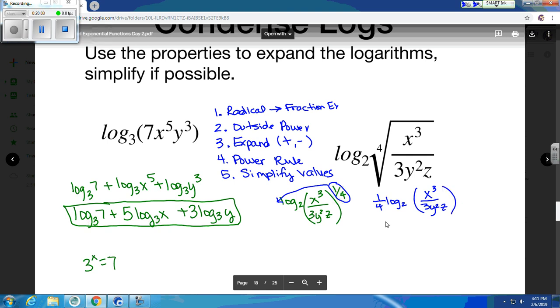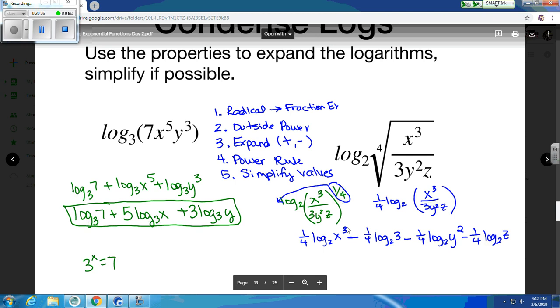Now I can expand. When I expand, I have to expand the 1/4 with my log base 2. So I have 1/4 log base 2 of x to the third plus 1/4 log base 2 of 3. Sorry, that won't be a plus, that will be a minus because it's on the bottom. Minus 1/4 log base 2 of y squared minus 1/4 log base 2 of z.